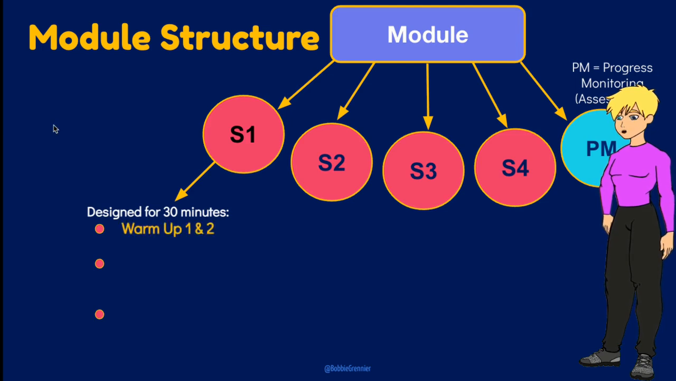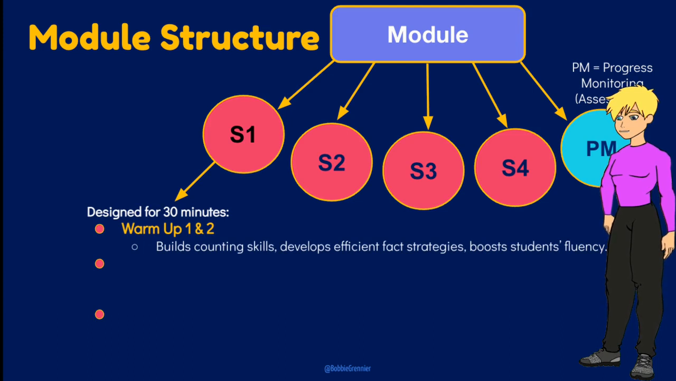It starts with warm-up 1 and 2. The warm-up builds counting skills and develops efficient fact strategies, boosts students' fluency, and they last for 5 to 10 minutes. They are fast-paced exercises devoted to building counting skills, developing efficient fact strategies, or boosting student fluency with basic facts or multi-digit computation. The next thing is activities or games, and those last for 15 minutes.